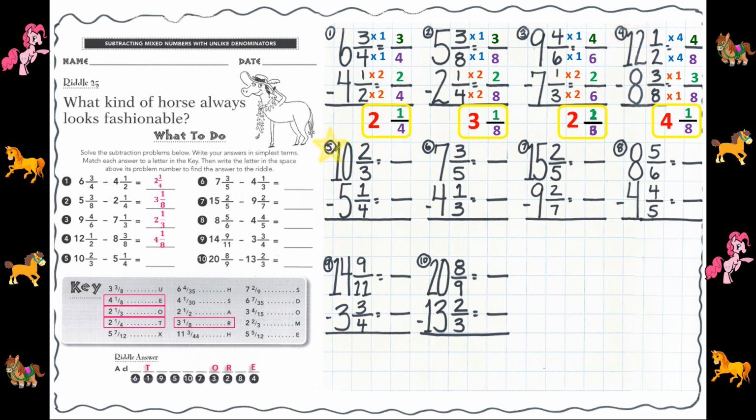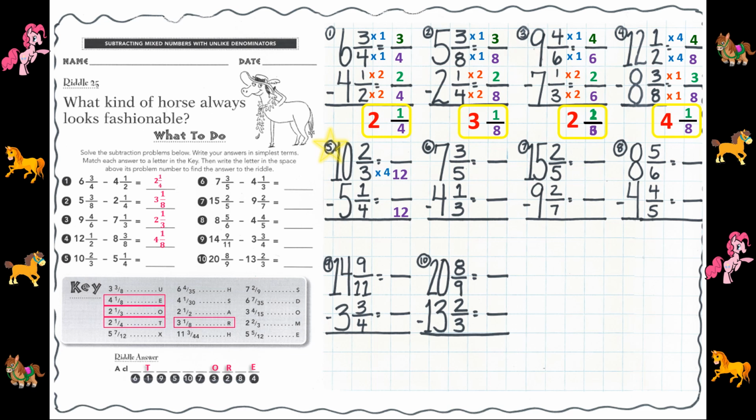Pause the video, copy and solve problem number 5. Unpause the video to see the answer. 4 is the larger denominator. It is not a multiple of 3. So I'm going to double 4 and get 8. 8 is also not a multiple of 3. So I'm going to triple 4 and get 12. 12 is a multiple of 3.